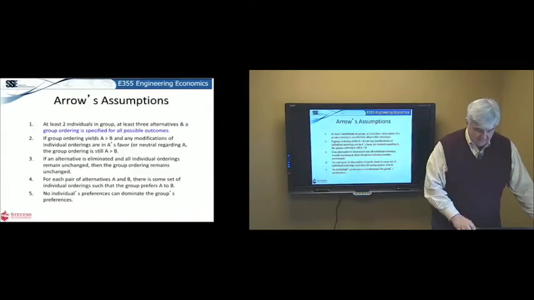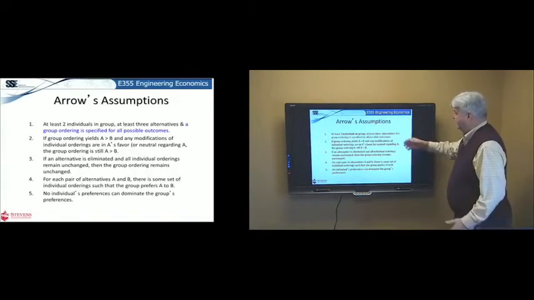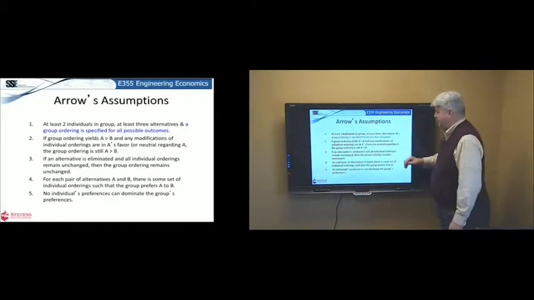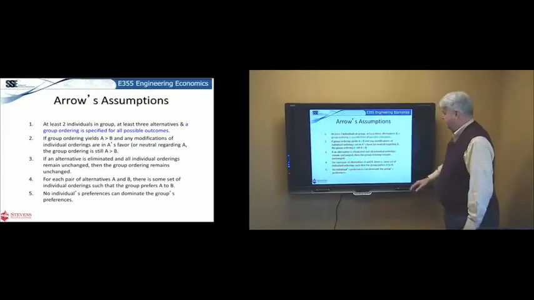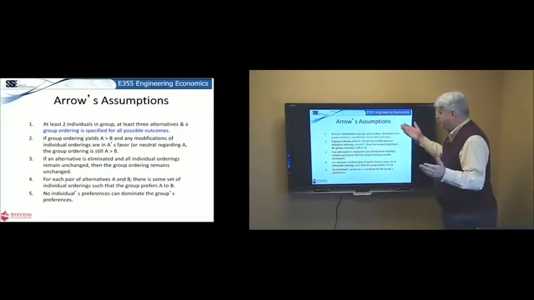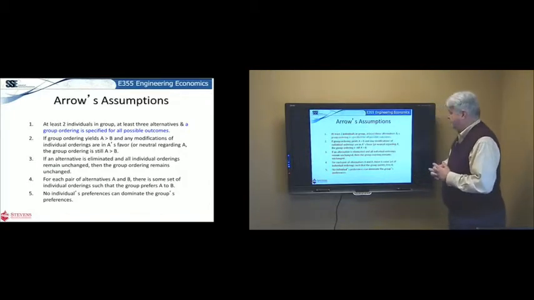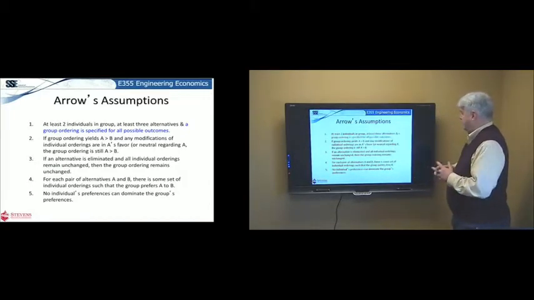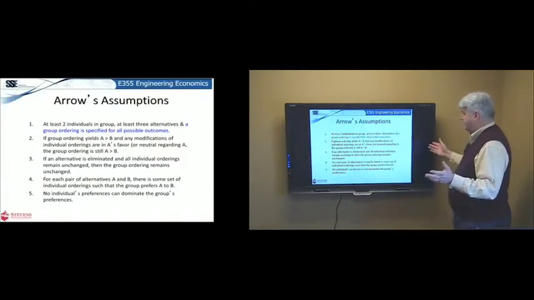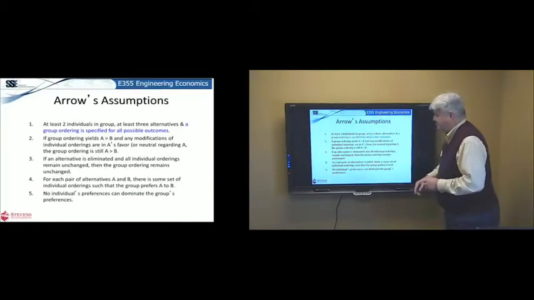That's an odd case, but it's an interesting example of how completely rational individual choices can result in irrational group choices. So Arrow's more formal statement of this is that first, we have at least 2 individuals, at least 3 alternatives, and a group ordering is specified. He makes that assumption. If the group ordering yields A greater than B and any modifications are in A's favor, it'll still be A preferred to B. If an alternative is eliminated and all the individual orderings remain unchanged, the group ordering will remain unchanged. For each pair of alternatives A and B, there is some set of individual orderings such that the group prefers A to B, and no individual's preferences can dominate.